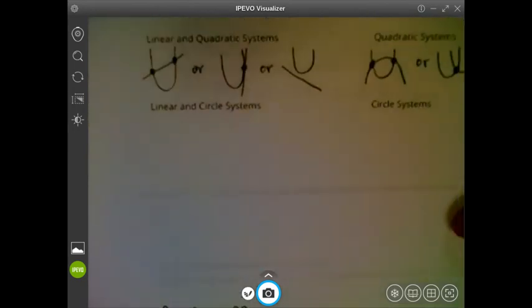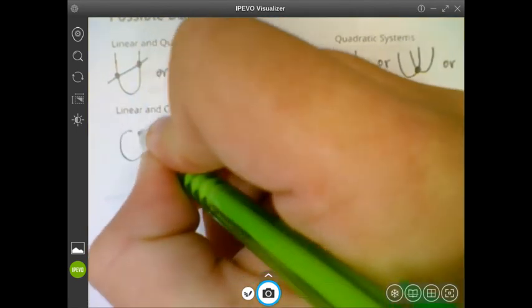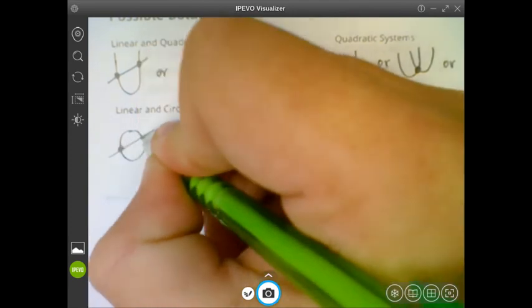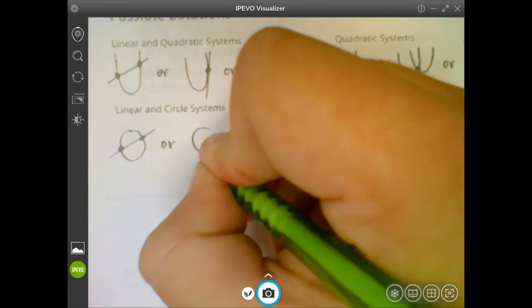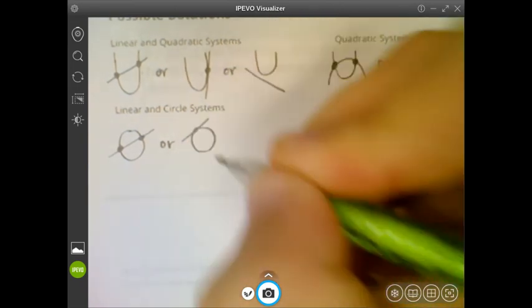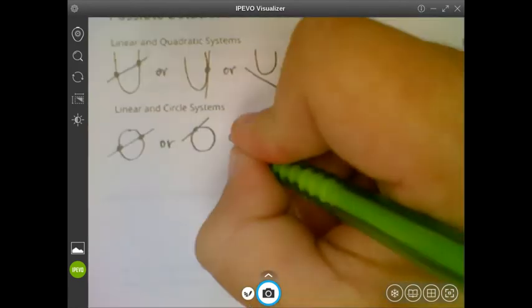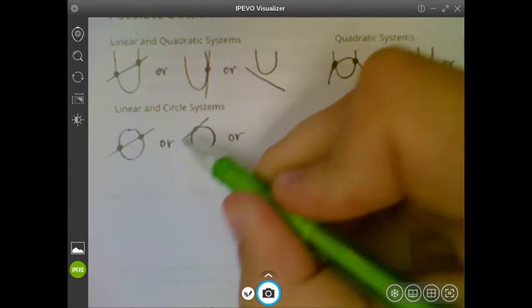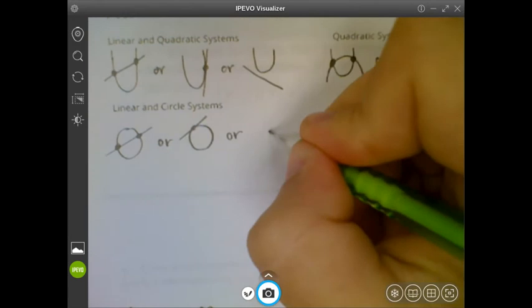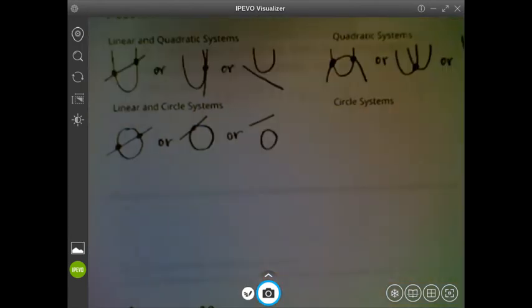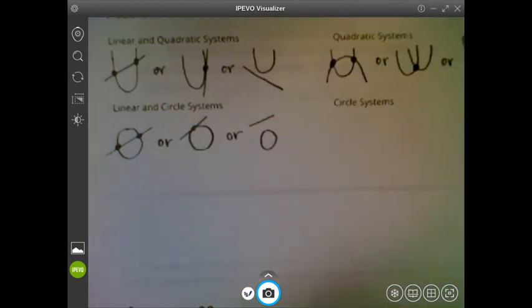All right, you could have a linear and a circle, in which case the line could go through your circle and it could cross twice. So you could have two solutions. Or you could have a circle and a line hitting the edge of your circle. Once again, we do call that a tangent line. For those of you who are going to maybe take some calculus in the future, you'll use that phrase very often, a tangent line. Or you could have a circle and a line and they never cross at all. So it's possible to have two solutions, one solution, or no solutions.